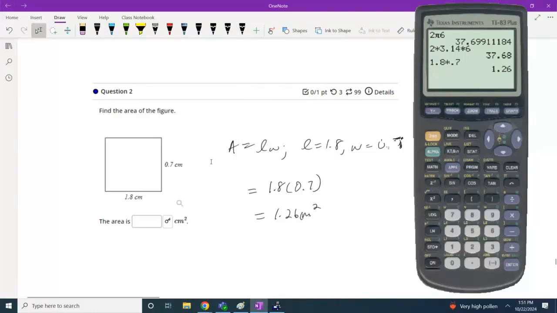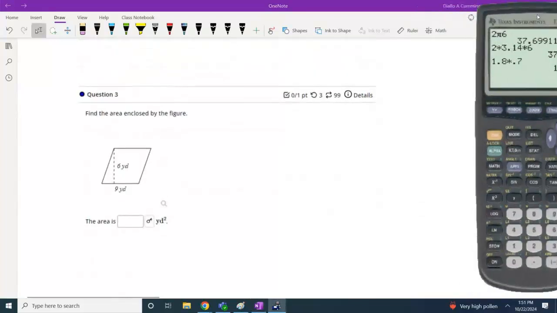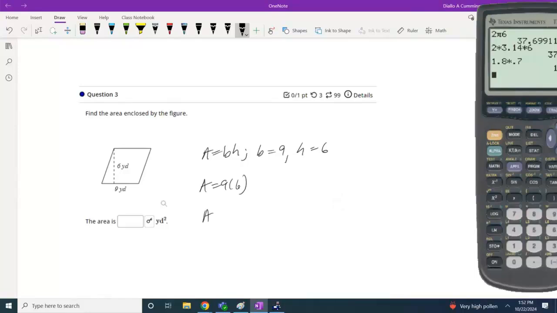All right, going further down. This is a parallelogram that I was kind of referencing earlier. So in order to find the area of a parallelogram, I'm simply going to multiply the base times the height. The base equals 9, and the height equals 6. So I'm just going to multiply 9 times 6, which is 54 square yards.